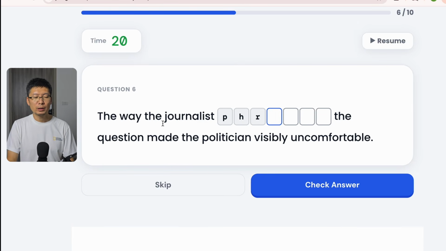The way the journalist watched the question made the politician visibly uncomfortable. So it's a noun-verb adjective. The way the journalist do something, right? Do the question made the politician. And also think about the grammar. Made, so it's a past tense, right? So okay, so you have 3 seconds to think about the answer.